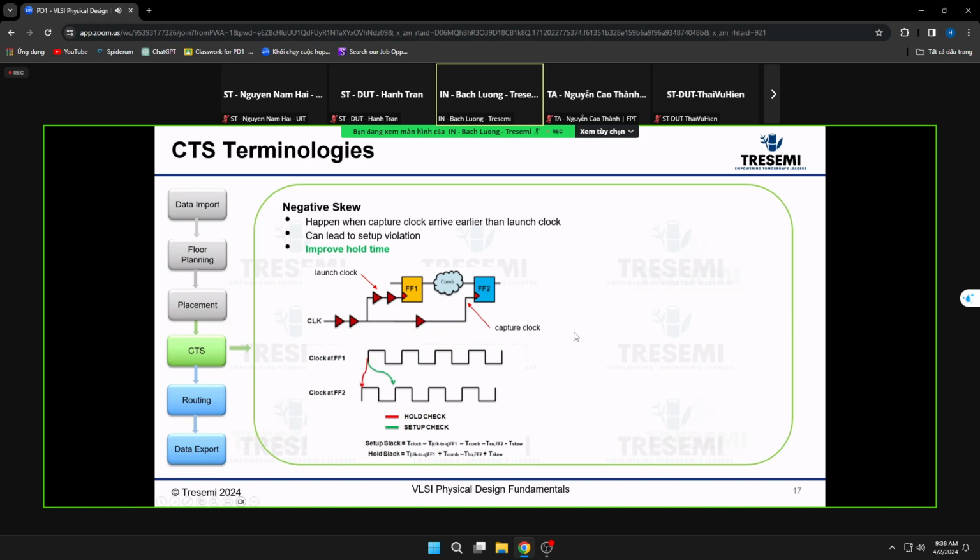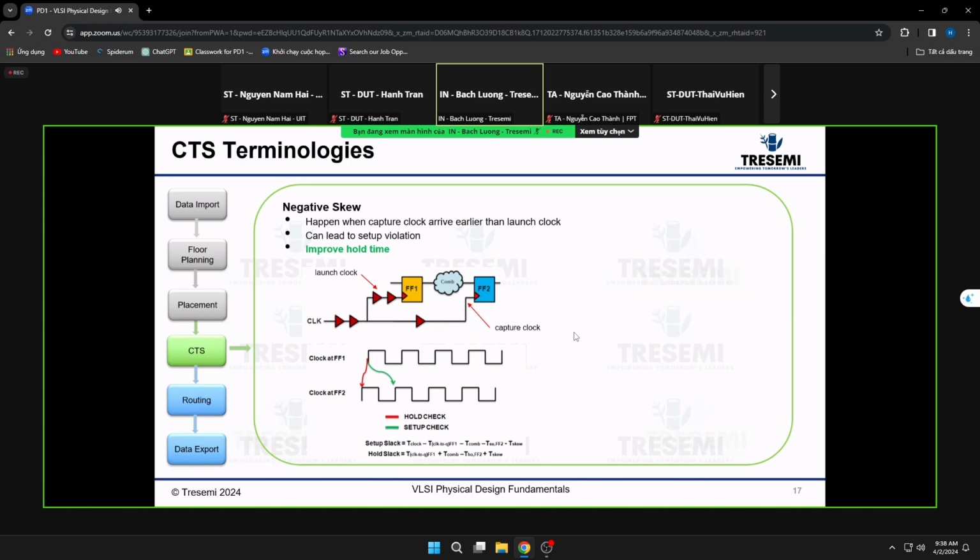Okay, so there's some questions from... we want to improve hold and setup time. We want to fix all the hold time violations, all of them. We also want to close all the setup time. So whatever the targets are that are set, we want to close all of it.